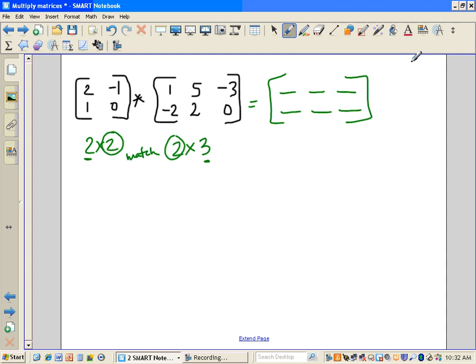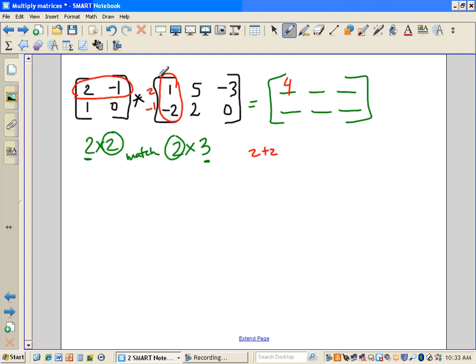Again, let me switch colors. If I start with the first row times the first column, I match them up, 2 and -1. So 2 times 1 is 2. -1 times -2 is also 2, so that's going to be 4 there.